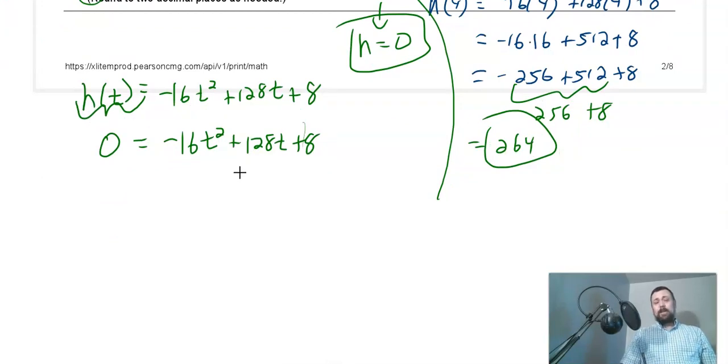Now, usually I don't do this. Usually I just leave the numbers as is, but why not? Let's make these numbers smaller, so when we plug it into the quadratic formula, it's that much easier to deal with. Factor out an 8. Factor out a negative 8. Let's just factor out a negative 8.